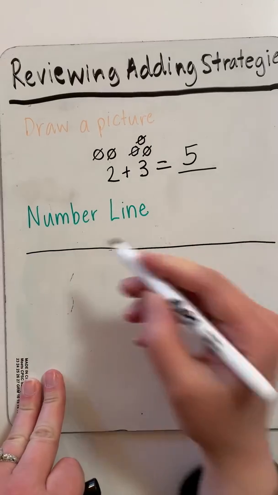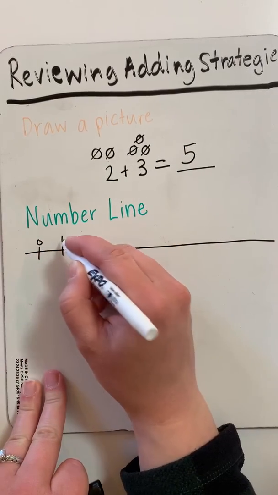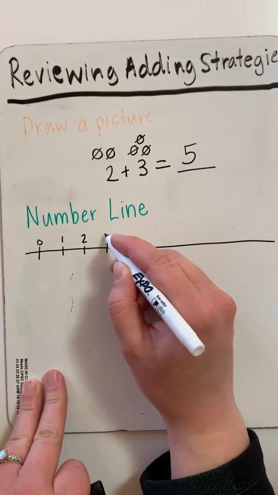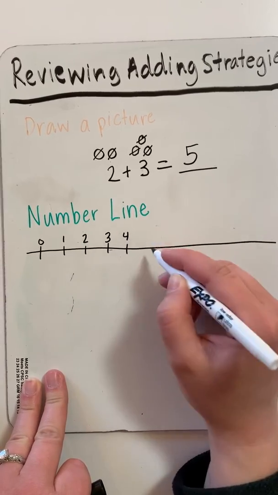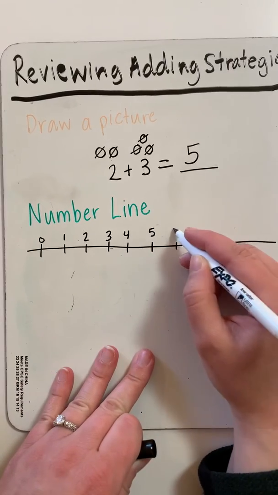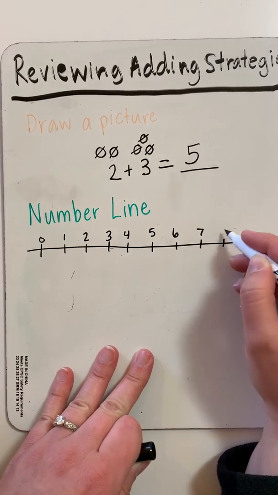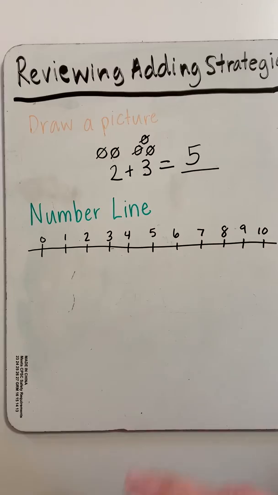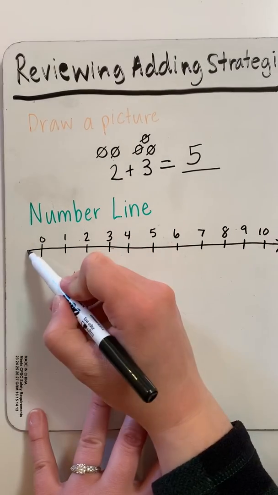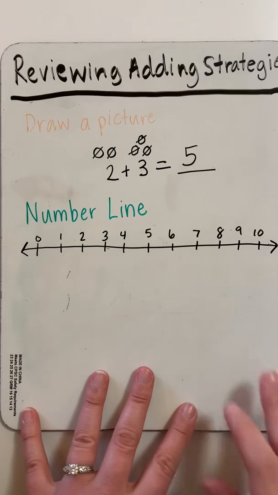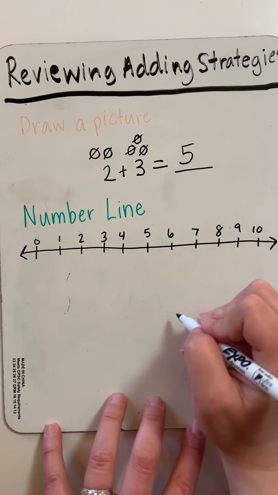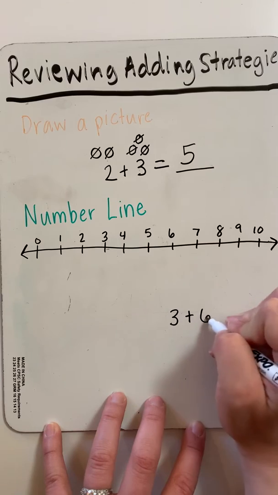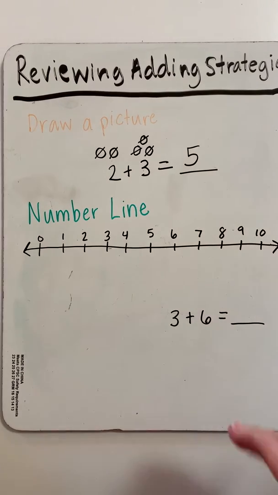I always draw a straight line, then I count 0, 1, 2, 3, 4, 5, 6, 7, 8, 9, 10. And then once I make sure I have enough space on the end, I'll just add my little arrows to finish it off. So there's my number line. So let's say, for example, our problem is 3 plus 6 equals, okay? This one has a couple more steps. So I try and break it down into 3 easy steps.